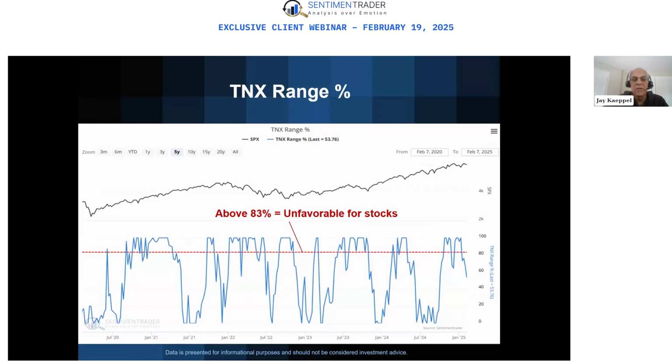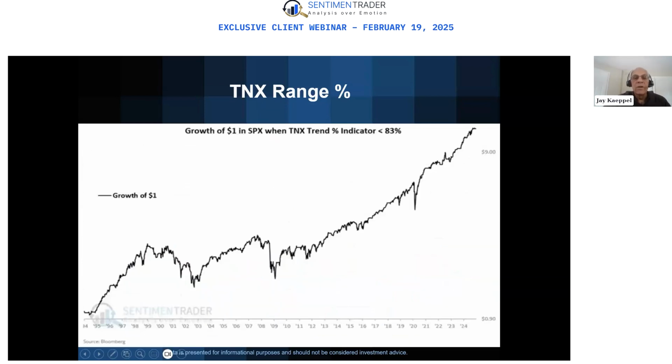Let's zoom in just a little bit on the last couple of years, and you can see this moves around a lot. This is definitely more of a shorter term trading type indicator. But if you look at some of these periods where the number was up pretty high, even in the last couple of years, that tends to be the time when the stock market had some trouble, showed some weakness. So here, going back into the 90s is a hypothetical equity curve. Growth of $1 in the S&P 500 when this indicator is below 83%. And what you see is it's far from perfect.